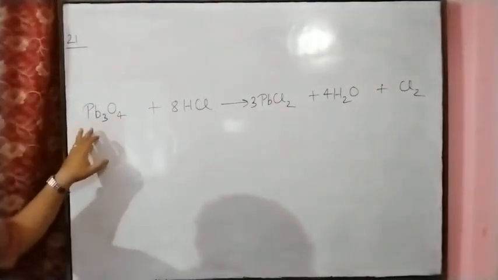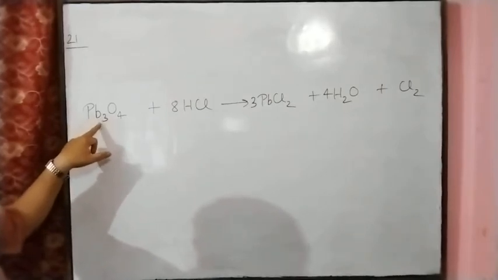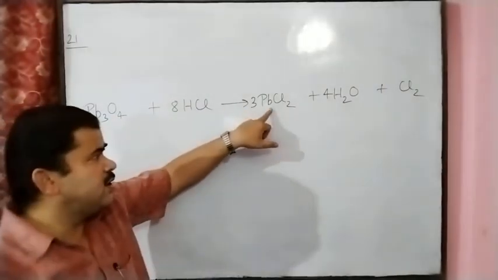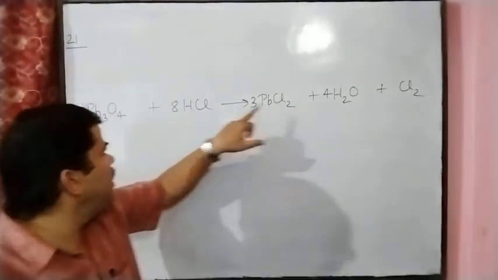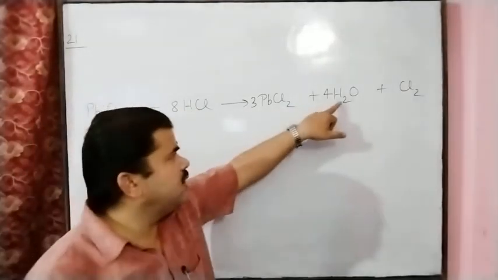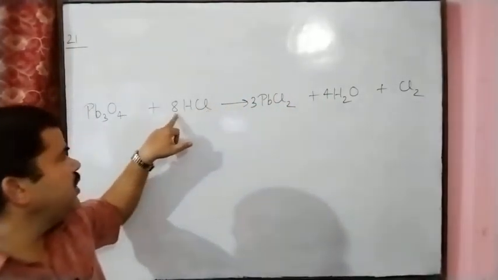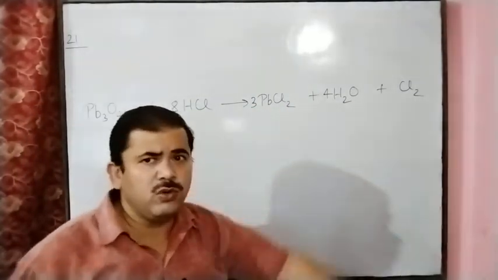So we can see here lead 3, Pb3 written. Reactant side lead 3 atoms, product side also lead 3, oxygen 4 balanced, hydrogen here 8 and product side also hydrogen 8, chlorine 8, product side also chlorine 8, 3 times 2 is 6 and 2 more, total 8 chlorine.